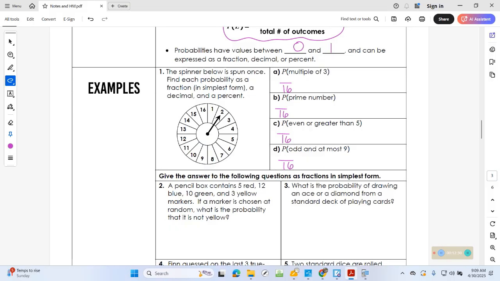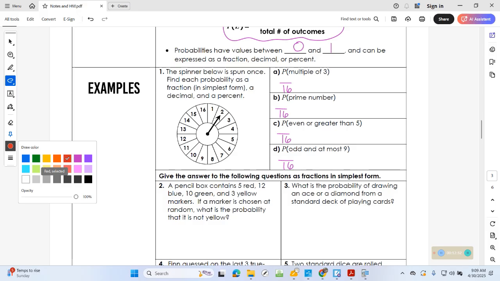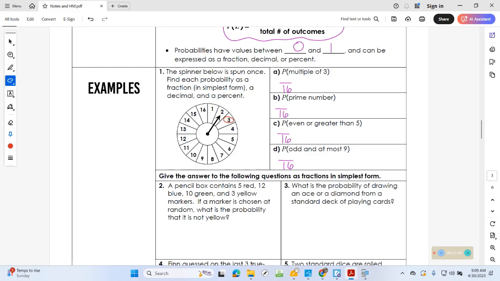Okay, let's do, of course, the top one. So multiples of 3. So multiples of 3 are my favorable outcome. So I'm looking at the spinner. Multiple of 3. What's another multiple of 3? 6. Another multiple of 3. Another. Got it. Anything else? 15. Okay, count them for me. How many total you got there? 5. So 5 over 16.